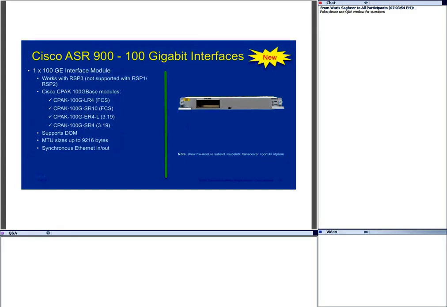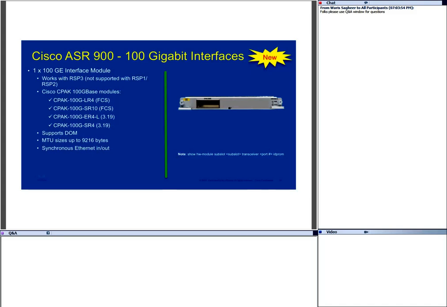Okay, so we talked about the RSP, the power supplies, and the fan tray. Then what is left over? The IM modules, right? Some important points on the IM modules themselves. 100 gig is a very big IM module, a very big instance in terms of the traffic carried through the IM. It works on RSP3 only. It's not backward compatible with RSP2 and RSP1.